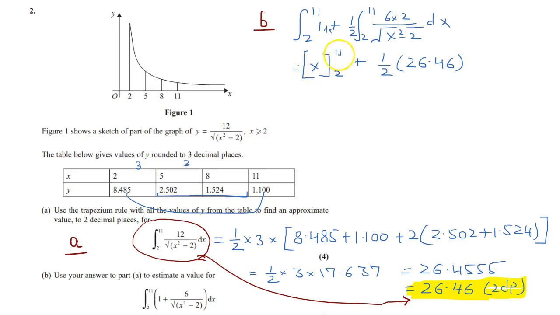So this is 11 minus 2, this is 9, plus this is 13.23. So this value is equal to 22.23. So this is the answer of part B.